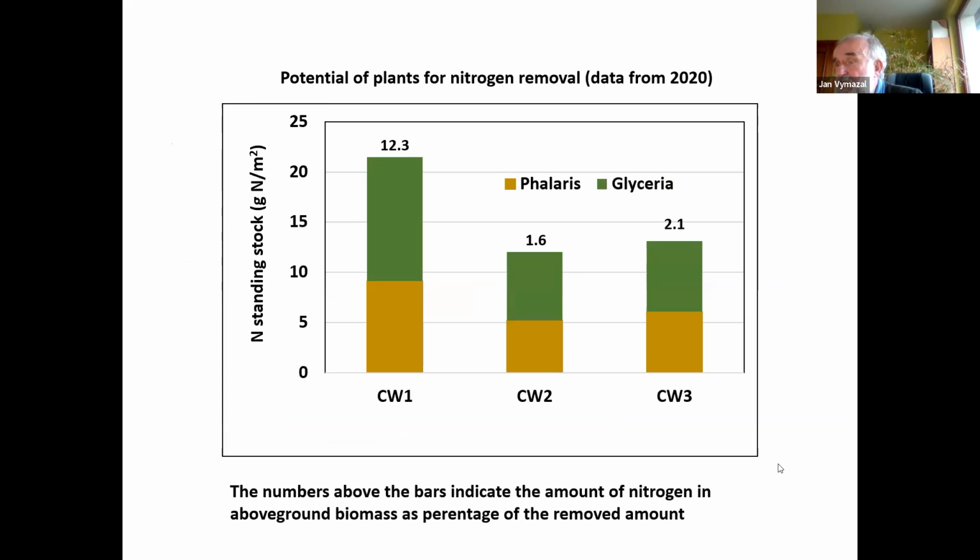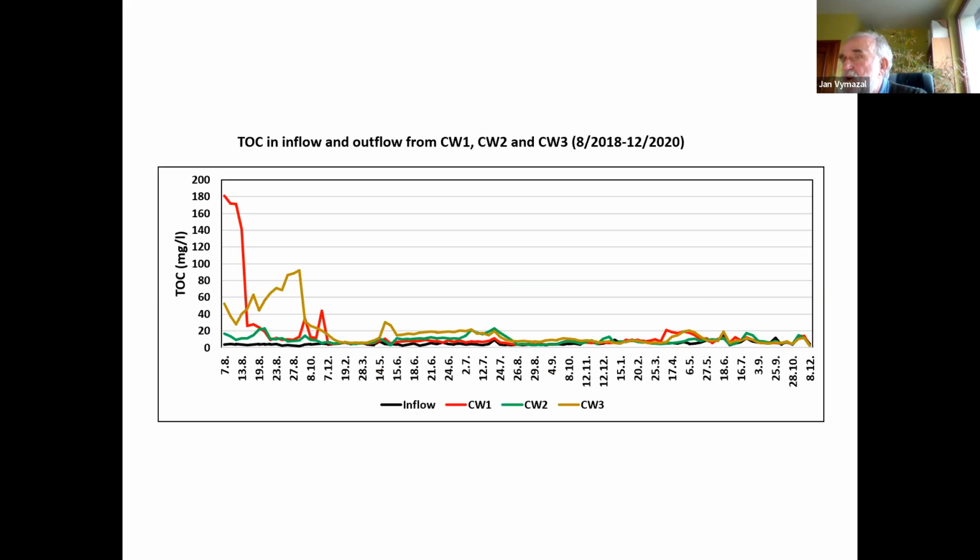Here is the potential of plants for nitrogen removal, data from 2020. So this is the standing stock. It's still a little bit lower, because Lycaria and Palare are not as productive, for example, as Typha or Phragmites. So the standing stocks are a little bit lower. Those are the numbers above the bars, which indicate the amount of nitrogen in above ground biomass as a percentage of the removed amount. So as I said, we can remove some, but this is not the major tool for removal.